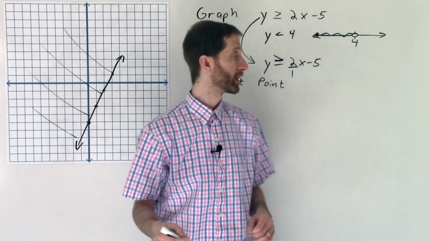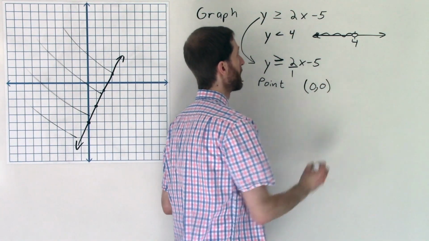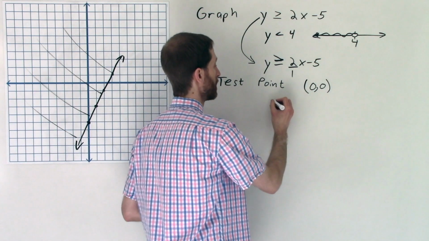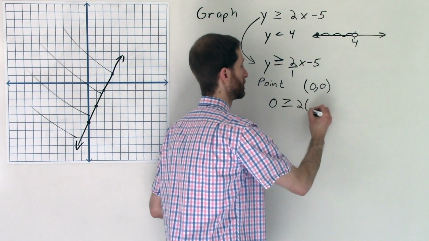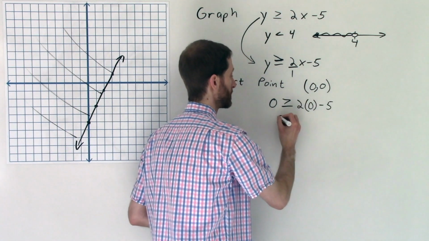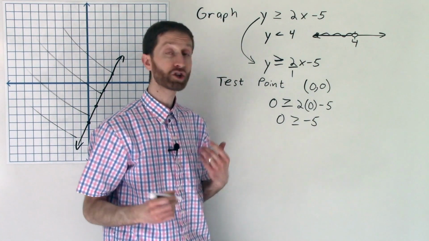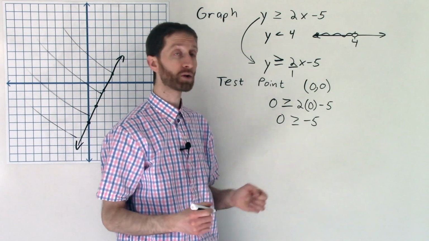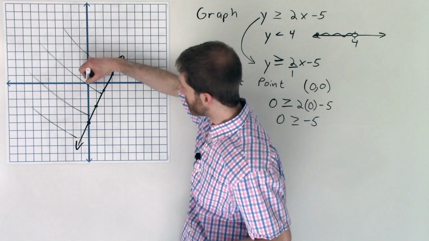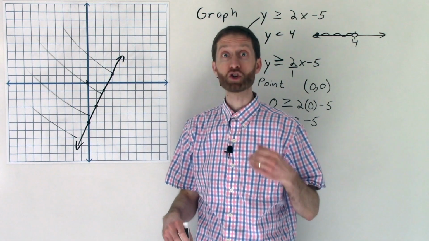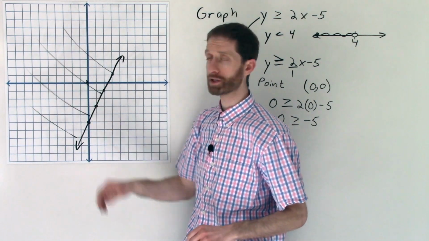So here we go. Let's plug in 0, 0. So I've got 0, 0, and I'm going to test it in the inequality. So y is equal to 0 is greater than or equal to 2 times 0 minus 5. We simplify that. 0 is greater than or equal to 0 minus 5 is negative 5. Is that a true statement? Is 0 greater than or equal to negative 5? Yes. So what that means is the point 0, 0 right here is true. It makes the inequality true. So we're going to shade in all of the region that includes 0, 0.